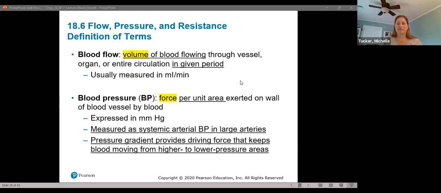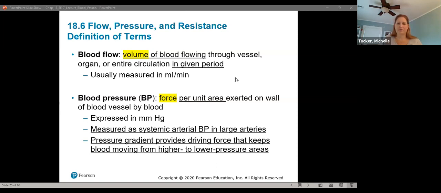Blood flow return. Okay, so this is kind of where we really start to get back to where we were. We're going to talk about volume. We're going to talk about force. We're going to talk about systolic and diastolic blood pressures. Blood flow is a rate. It's a volume per given period. The blood flow of the circulatory system is called cardiac output, and it's also usually expressed in either mils per minute or liters per minute.